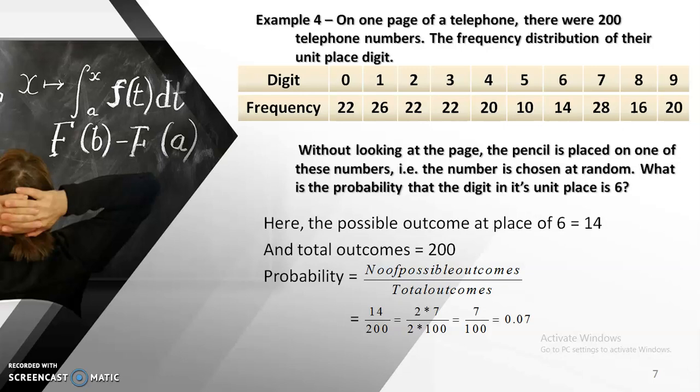So probability equals the number of possible outcomes divided by total outcomes, equals 14 divided by 200. 2 7s are 14 and 2 100s are 200. So 7 divided by 100 because 2 cut. So the answer is 0.07. Good.